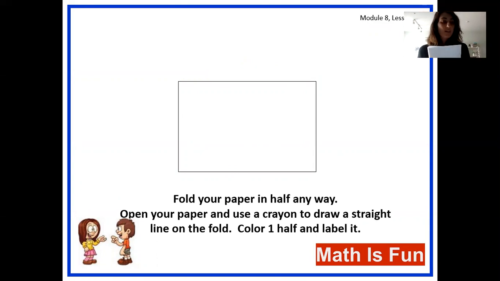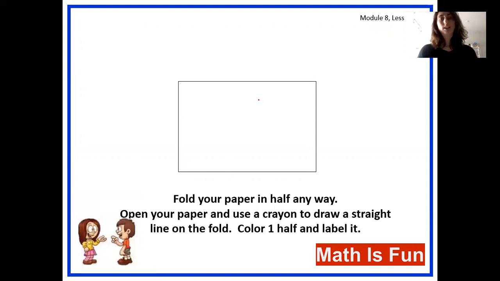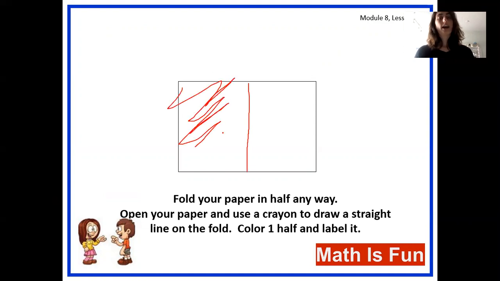Do that really quickly. I'm doing it too. I'm going to fold it this way. Then I want you to open it up and use a crayon or a pencil or a pen or whatever you have to draw a straight line down the fold. And then you're going to color one half of it and label it. So if I have my piece of paper, I would be going like this. I would be drawing my line straight down the middle, and I'd be coloring one half of it.